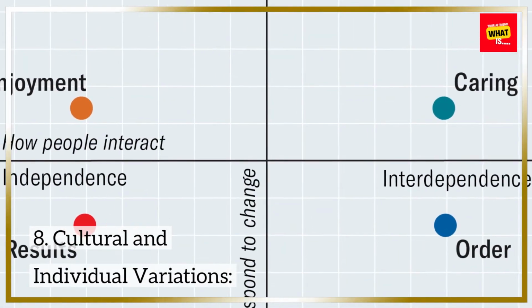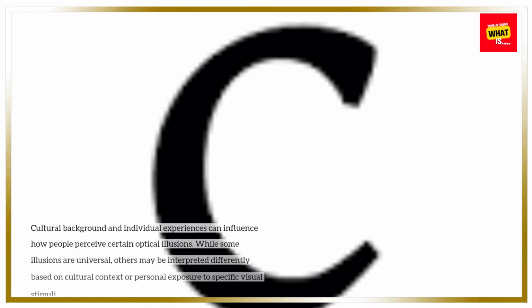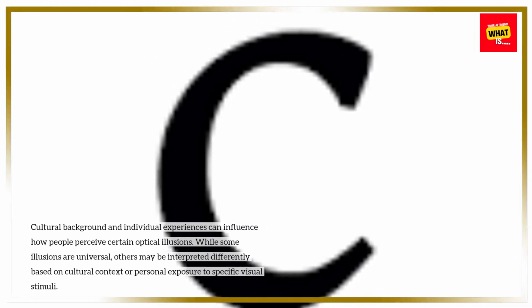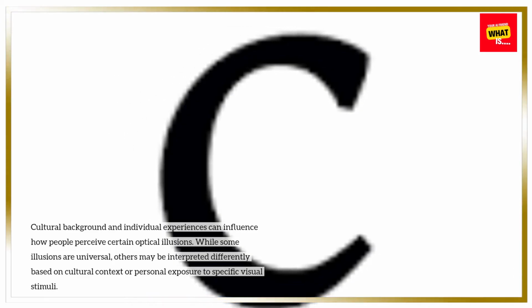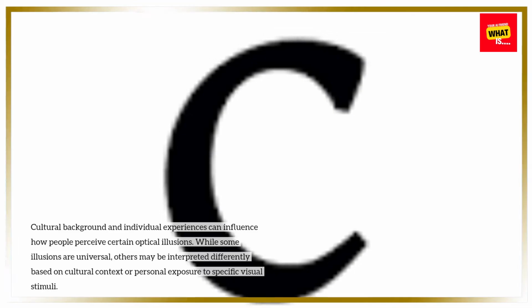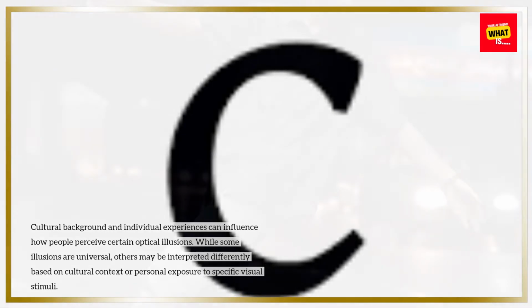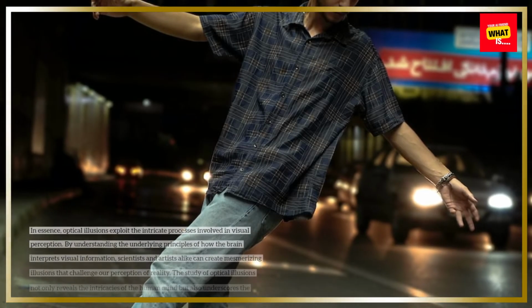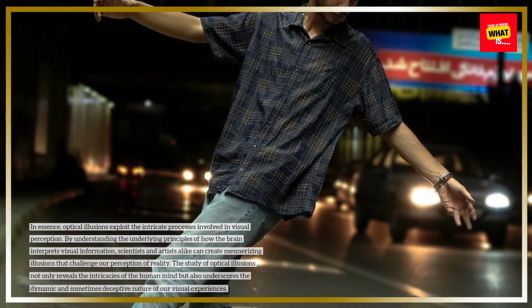8. Cultural and individual variations. Cultural background and individual experiences can influence how people perceive certain optical illusions. While some illusions are universal, others may be interpreted differently based on cultural context or personal exposure to specific visual stimuli. In essence, optical illusions exploit the intricate processes involved in visual perception.